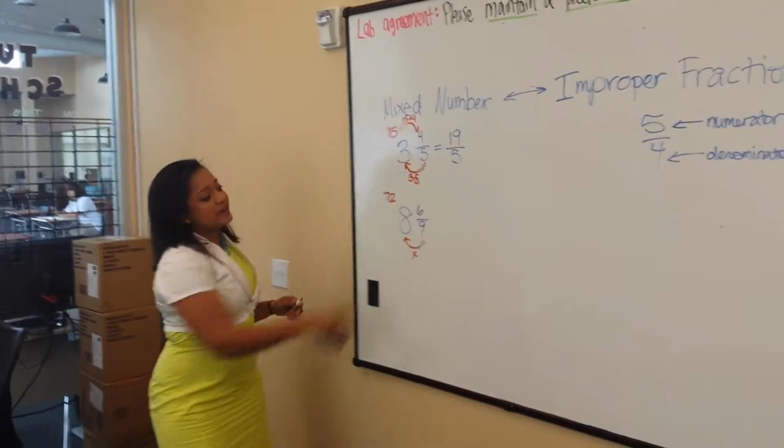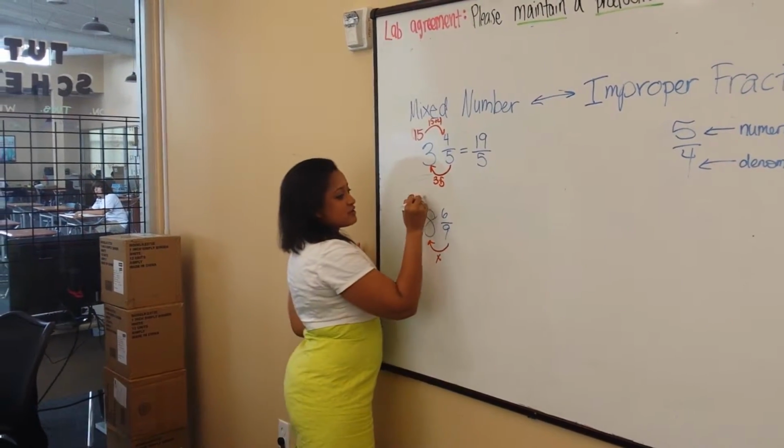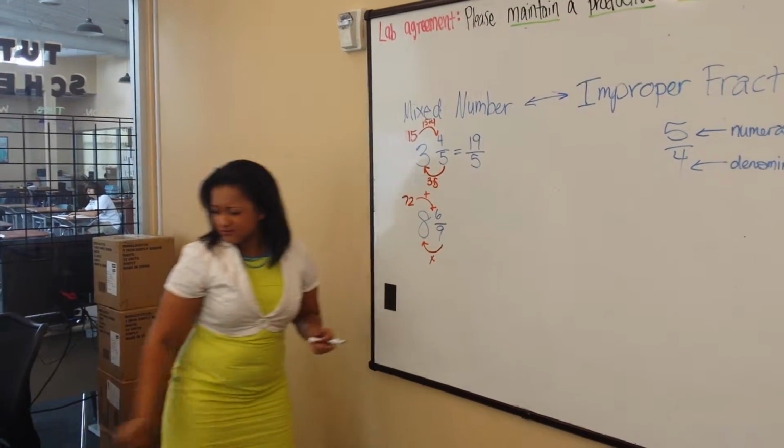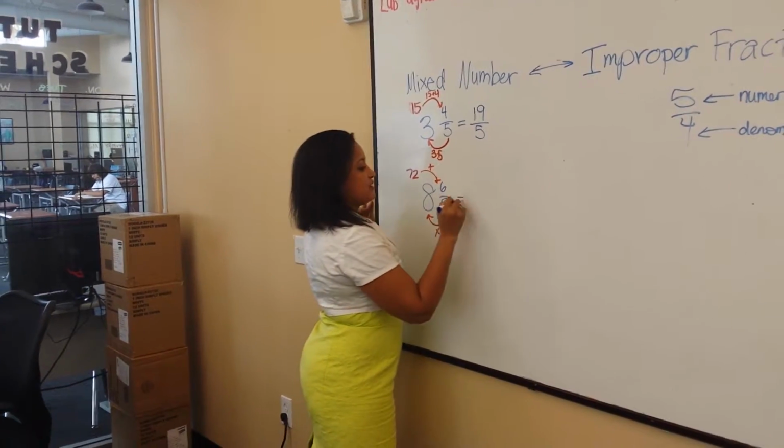Okay. So anyway, 8 times 9 is going to be 72, right? Right. And then we're going to do 72 plus 6. 72 plus 6 is equal to what? 78. Coolio. All right. So we have 78 over 9.